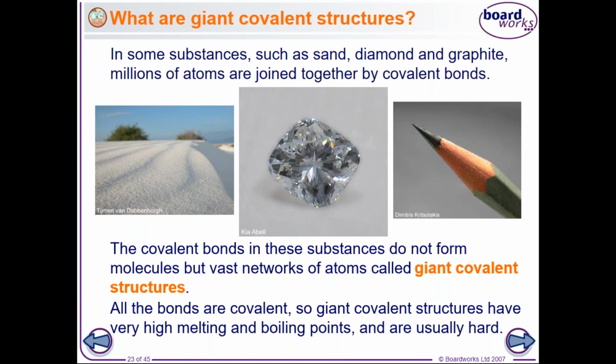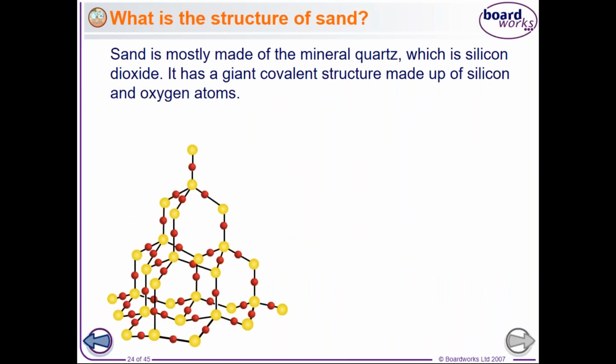Do not forget it. Please, three giant structures we have: diamond, silicon dioxide or sand, let's say simply, and graphite, which is in pencil leads. Silicon dioxide, or sand, is mostly made of the mineral quartz. Among these giant structures, remember the properties of diamond and silicon dioxide. They have similar properties.